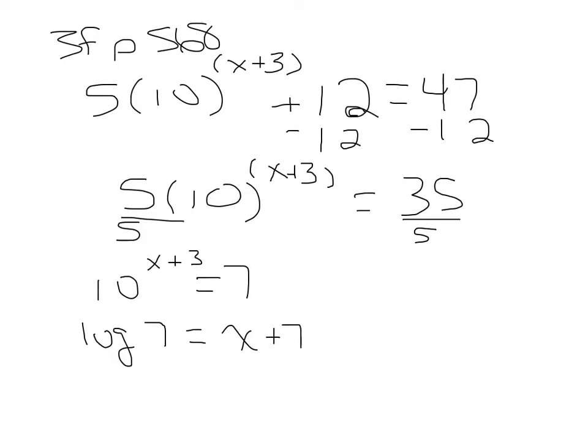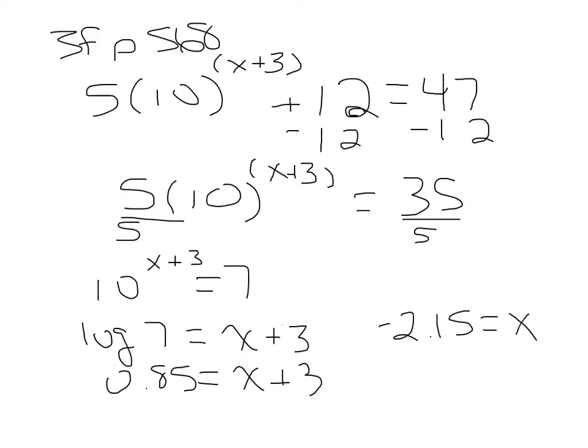Please write it down as work. Don't just type it into the calculator and put the decimal answer down. I want to know where the decimal answer is coming from. So now do log 7 in the calculator. And that is equal to x plus 3. You need to subtract 3 from both sides. And you get negative 2.15 for x.